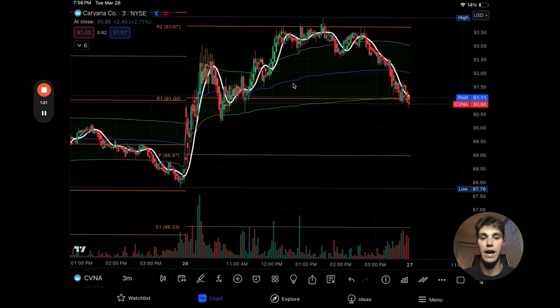Besides that, you want to add VWAP, which is this blue line right here. These are obviously the candlesticks. And then the orange lines, this is the actual strategy, okay guys? So the orange lines are called the pivot points, okay?